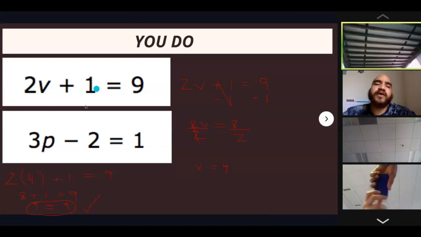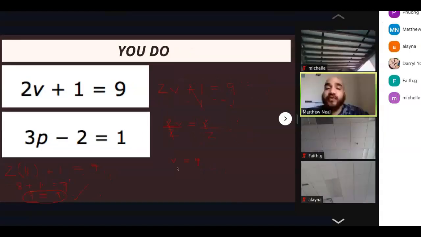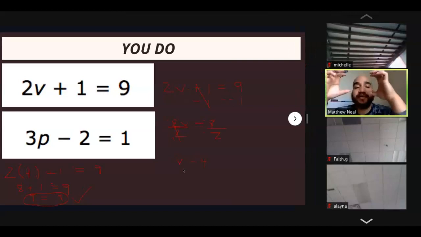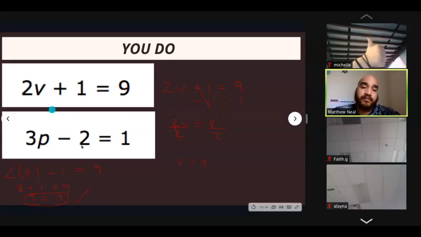Absolutely. So if you ever find the value for your unknown variable, then you go back and you plug that into your original equation, and your left side equals your right side, you know you have the right answer. All right? Great job, Faith. It is correct.